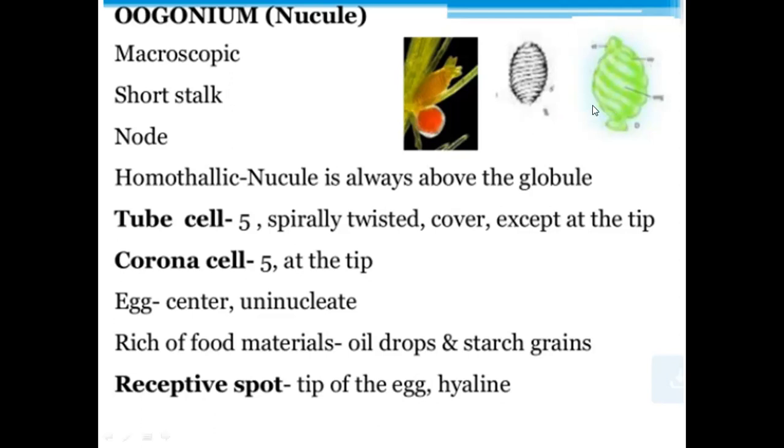So the nucule is macroscopic with a short stalk, and is always above the globule. And there are 2 types of cells: 5 spirally twisted tube cells which cover the body, and at the tip there are 5 corona cells, and the egg is in the center, which is uninucleate, and also at the tip there is a receptive spot for receiving the male gamete.